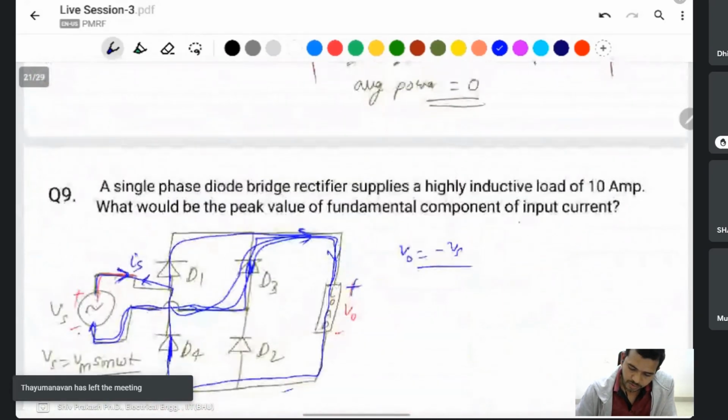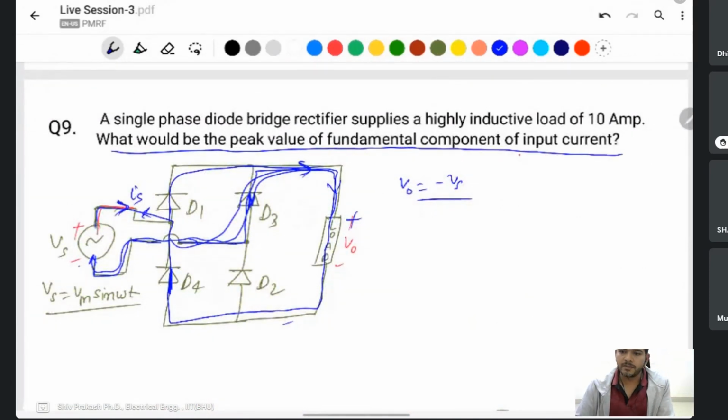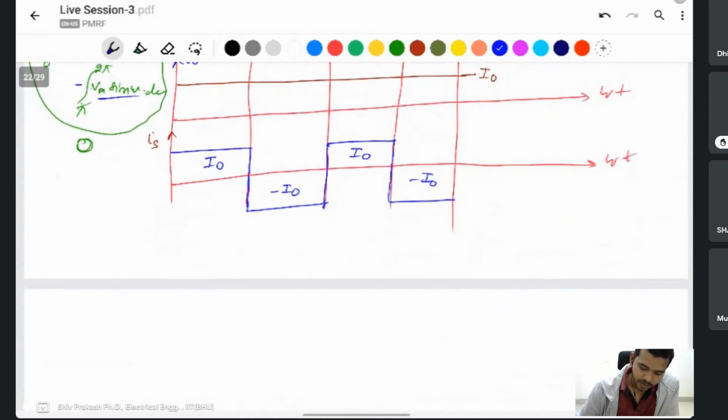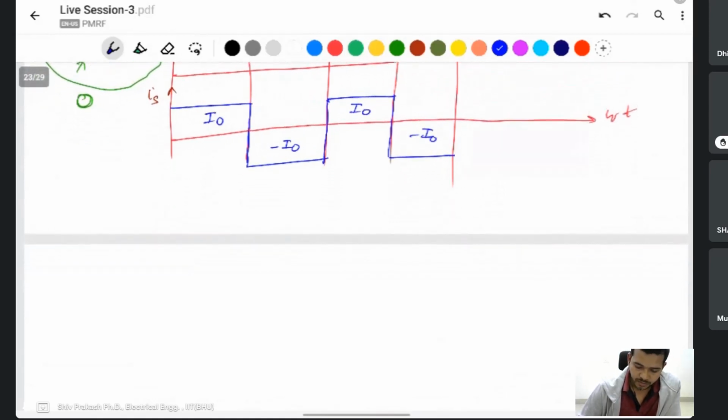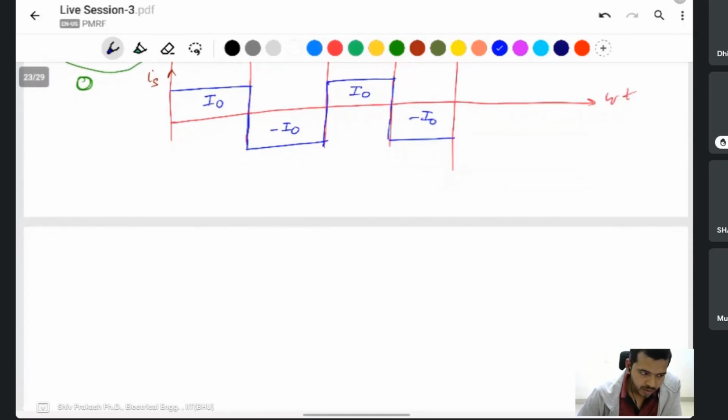Then the question asks: what will be the peak value of the fundamental component of the input current? This one is the source current, but it is not the fundamental; it is the overall current. The harmonics are present on the input side, that's why it is a square waveform. For any waveform, to find the fundamental value, you can apply a Fourier series expansion.